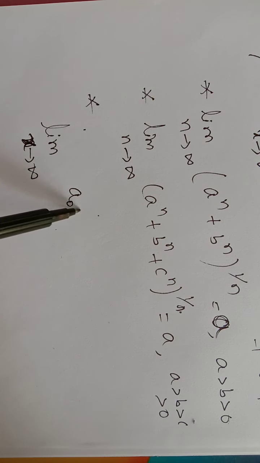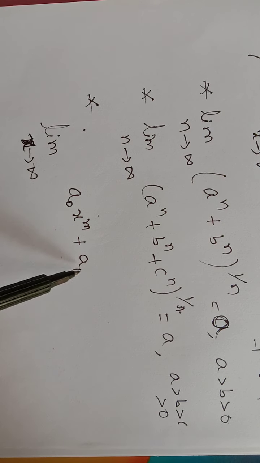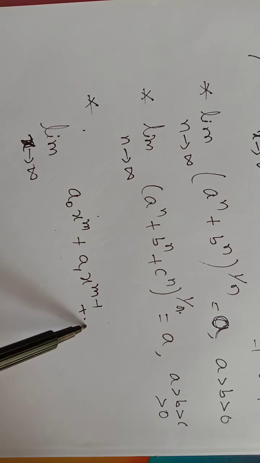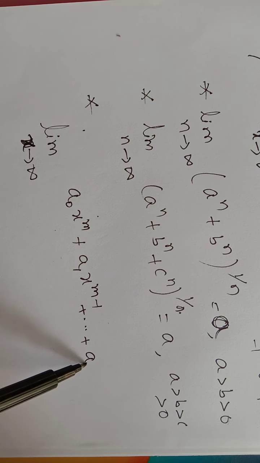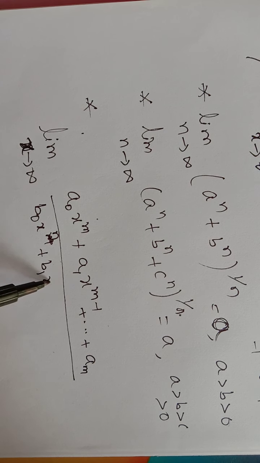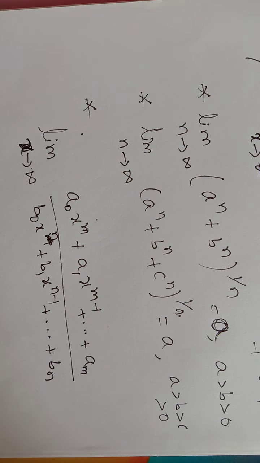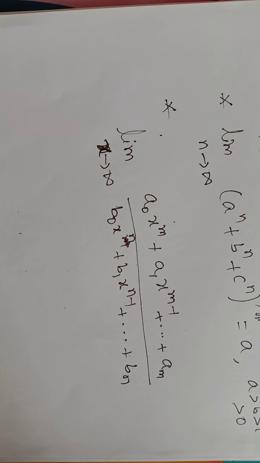The function is a ratio: a0 x power m plus a1 x power m minus 1 and so on, a polynomial function up to some constant, say am, divided by b0 x power n, taking some other degree n, plus b1 x power n minus 1 and so on up to bn. So the ratio is a0 x power m plus a1 x power m minus 1 up to am, over b0 x power n up to bn, as x tends to infinity.